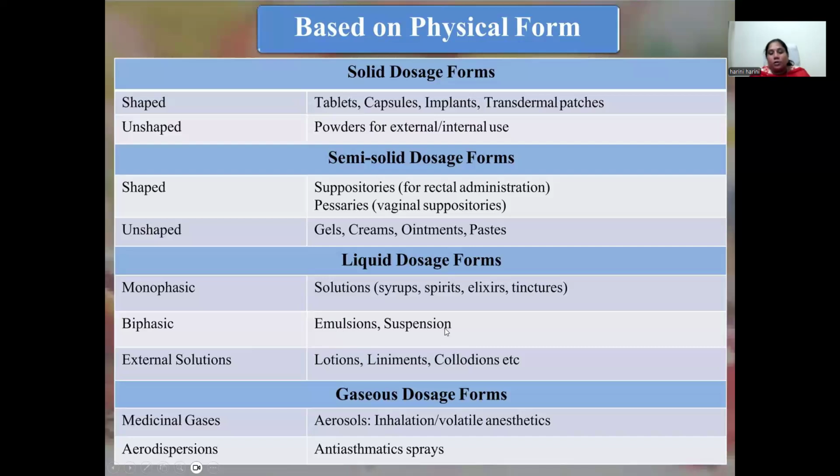Suspension is where the solute is solid and the solvent is liquid, and the solute is dispersed continuously in the solvent with the help of a suspending agent. In biphasic liquid dosage forms, whenever emulsions and suspensions are prepared, if you keep them aside, they will definitely bifurcate into two layers. So the main direction we need to write on that container is shake well before use. And external solutions: lotions are applied on the surface of the skin with friction and liniments without friction.